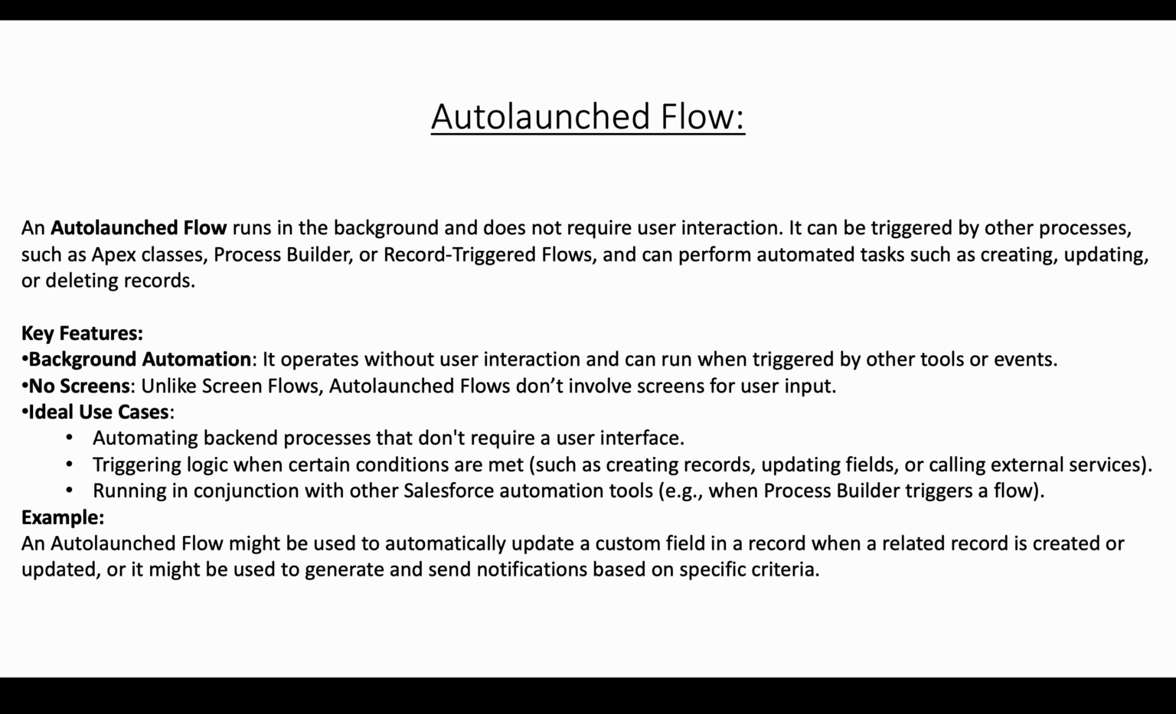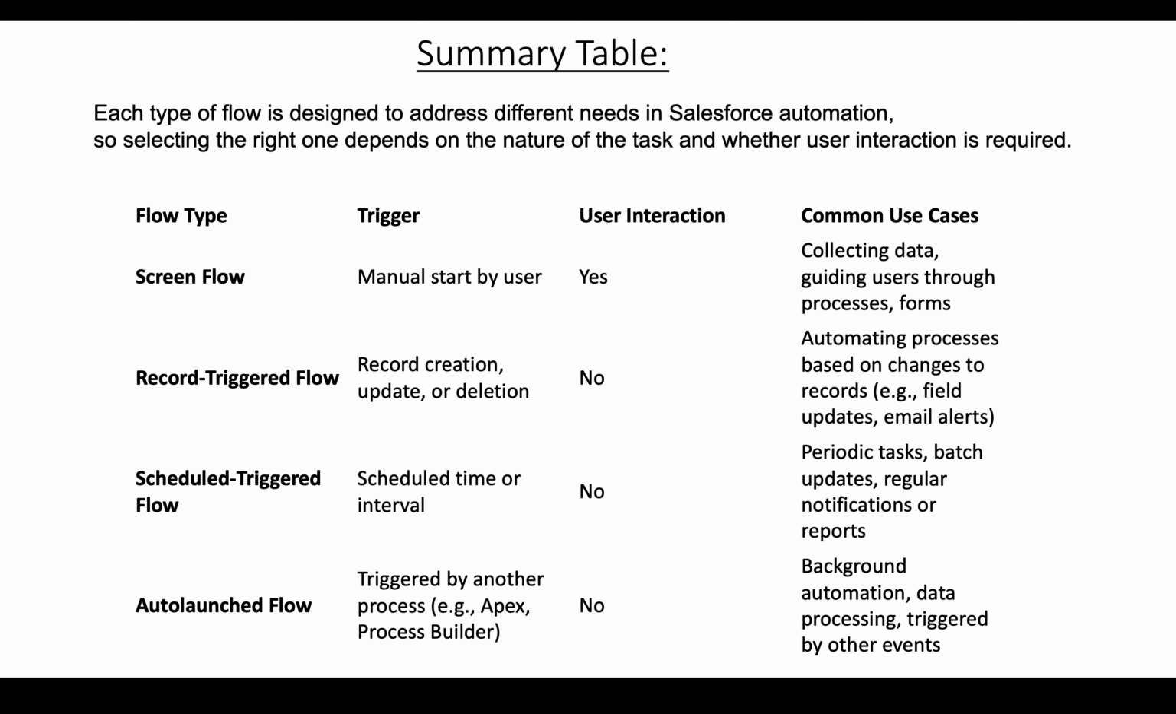For example, an autolaunched flow might be used to automatically update a custom field in a record when a related record is created or updated, or it might be used to generate and send notifications based on specific criteria.